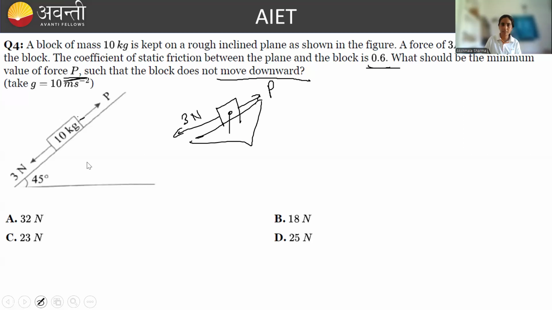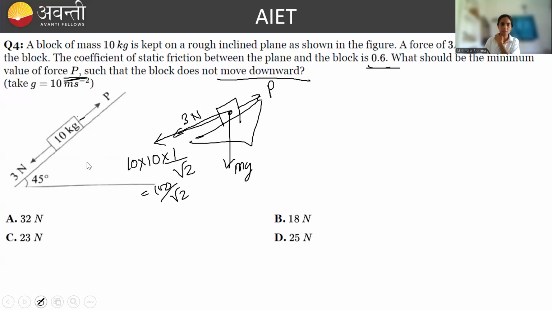Now gravity mg will act in the downward sense and its one component will be along the plane. You must already be knowing. And this component will be mg sin theta. So how much is m? 10. How much is g? 10. How much is sin theta? 1/√2. So this is 100/√2. Now there will be one more force acting, that is your force of friction.